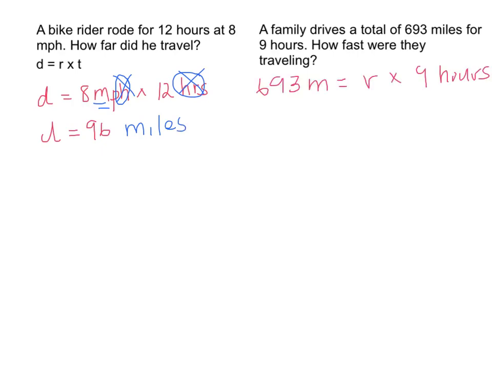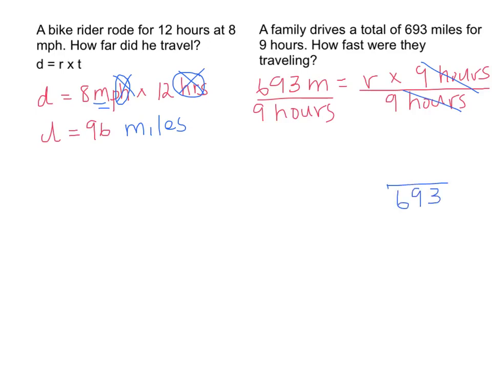On the next problem, we have 693 miles equals an unknown rate times 9 hours. We are going to use our inverse relationship and divide both sides by 9 hours. On the right side of the equation, 9 hours cancels. On the left side, we take 693 divided by 9. 693 divided by 9 equals 77. Miles and hours are different, so we are going to combine those to be miles per hour, and that equals our rate.